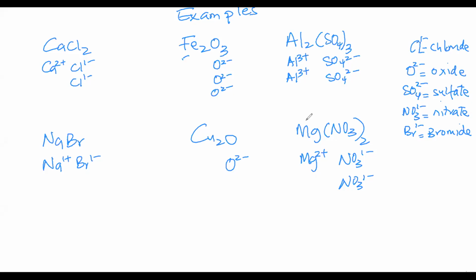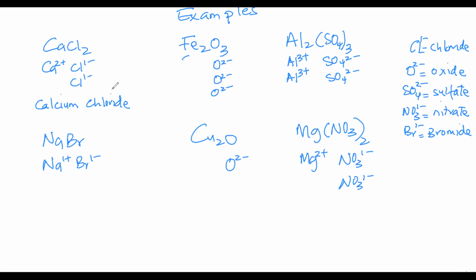Let's look at the examples. If I am given this formula, I want to name it. I'll write the cation, I'll write the anion. We did this in the previous videos. There are 2 chlorides, this one and this one. So there are 2 of them. So the charges are balanced, and for the name, we look up calcium in the periodic table. The name doesn't change. The name of the cation is calcium. We look up chloride in the chart, calcium chloride.